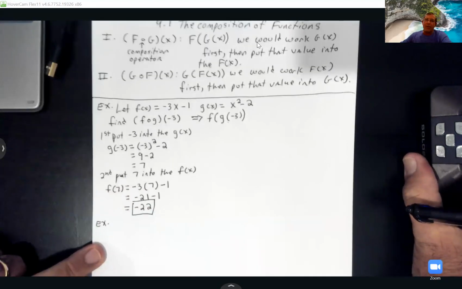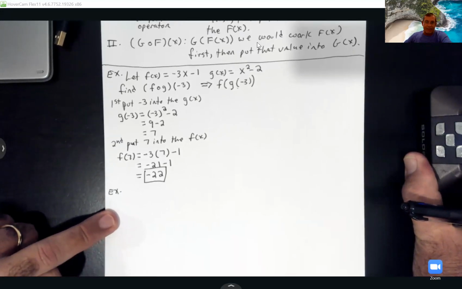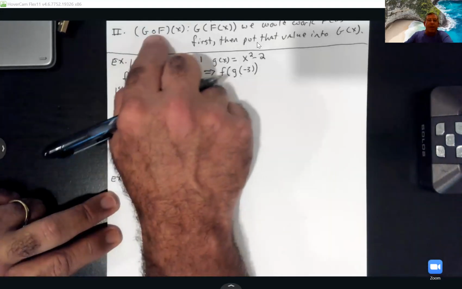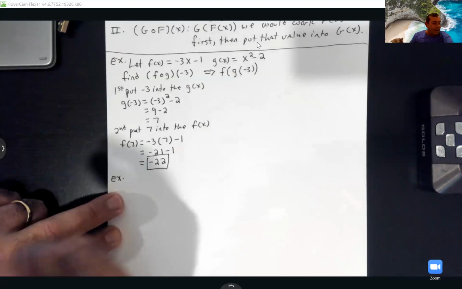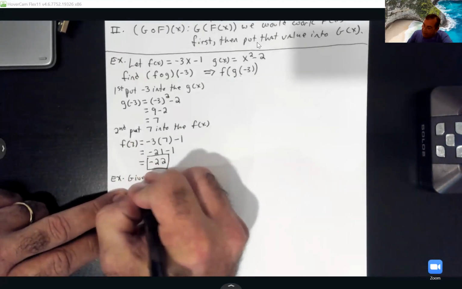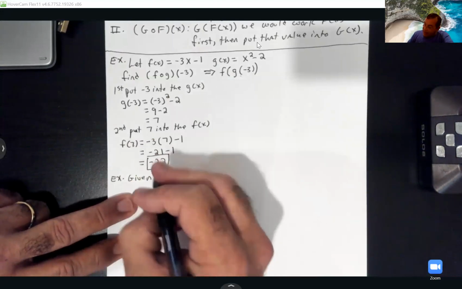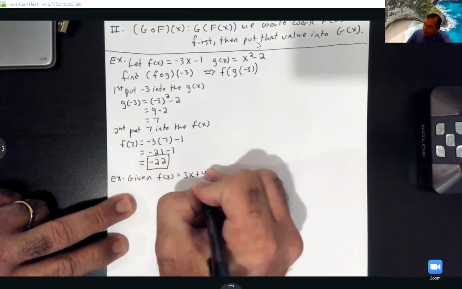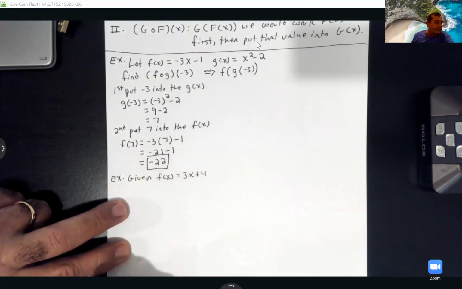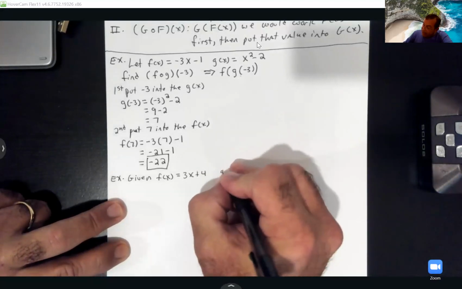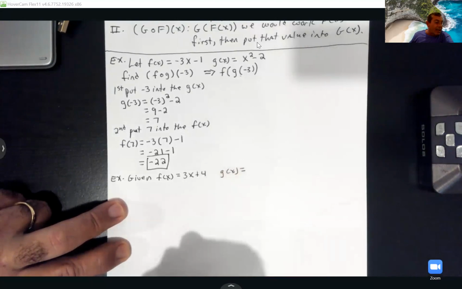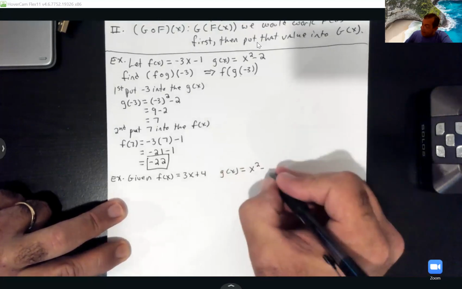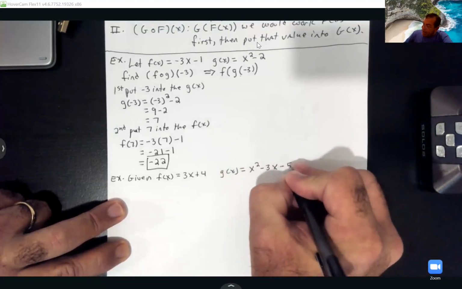So y'all, like I said, they're not too bad. You just got to keep up with your functions on this, okay? So now this next one, they're going to go to g of f order. So let's say we're given f of x equals 3x plus 4. My g of x is going to equal x squared minus 3x minus 5.